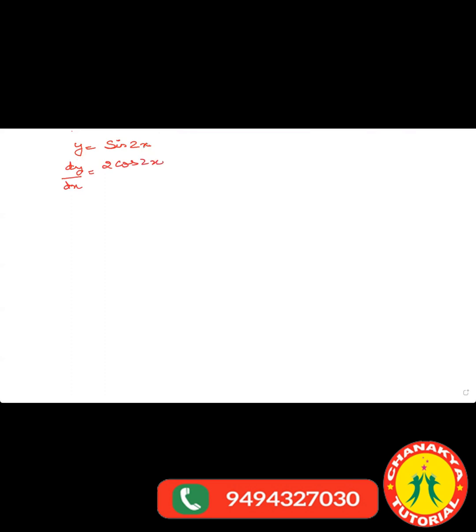Why? Because here the coefficient of x is 2. Or you can learn like this. y is equal to sine 2x. So first of all, differentiation of sine is cos 2x. And then differentiation of 2x also, because your x is not alone. So now differentiation of 2 is 2 only. So 2 cos 2x. Got it? Yes, ma'am.